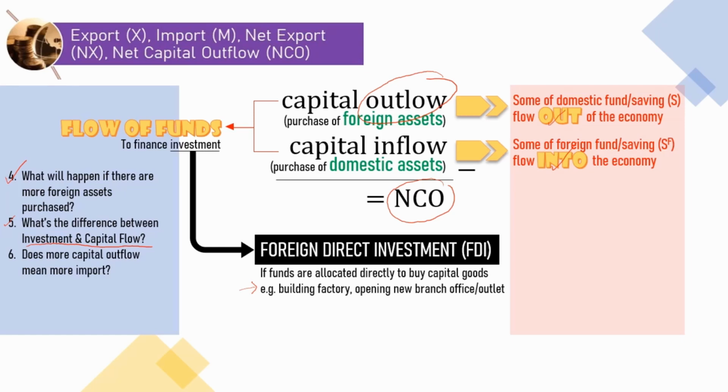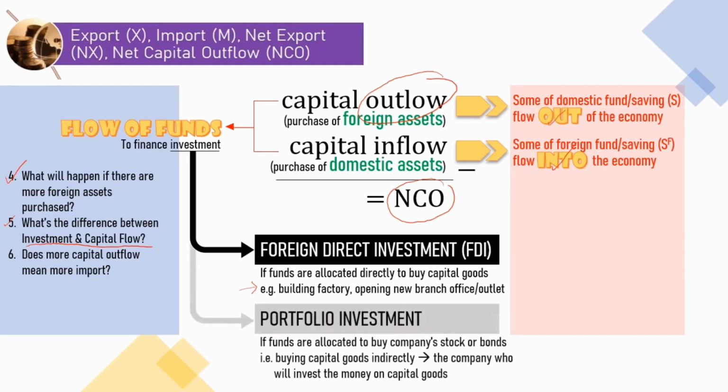On the other hand, capital funds may flow in or out of a country, but the use of funds is not directed by the funders. This is what we call portfolio investment. Funders in this case just buy companies' or country securities, but the investment or the purchase of capital goods is made by the companies or countries.